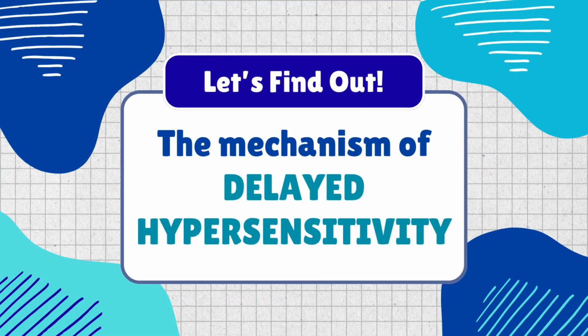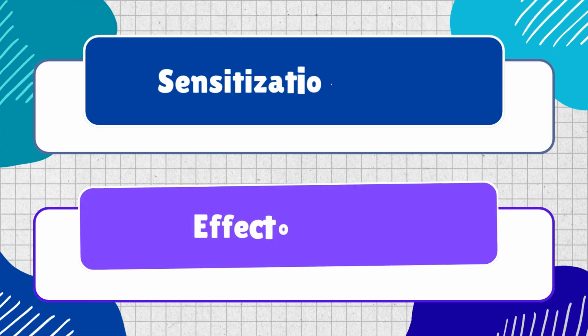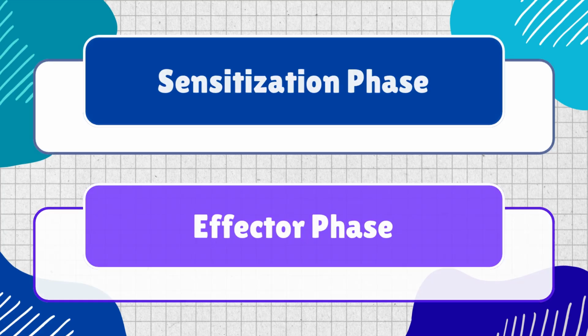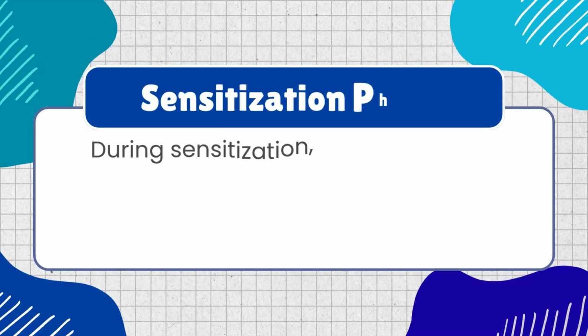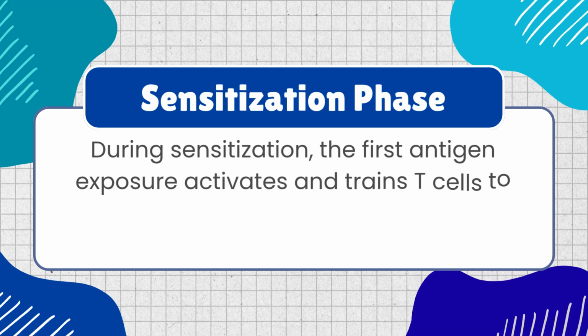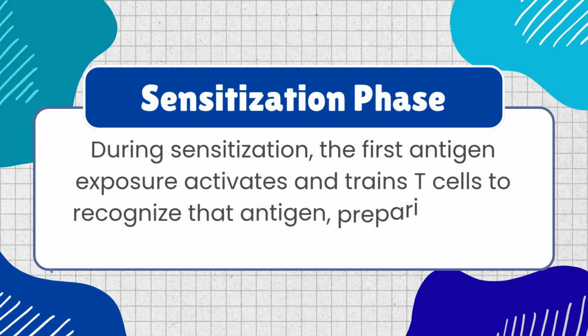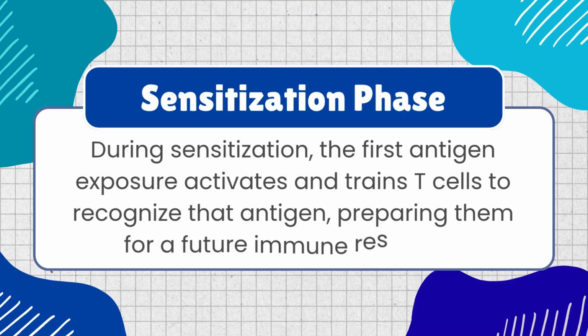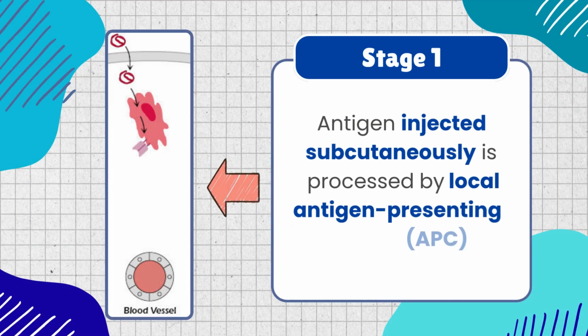Okay, let's find out the mechanism of delayed hypersensitivity. Type 4 hypersensitivity occurs in several phases. Phase number 1: sensitization phase. During the sensitization phase, the first antigen exposure activates and trains T cells to recognize that antigen, preparing them for a future immune response.